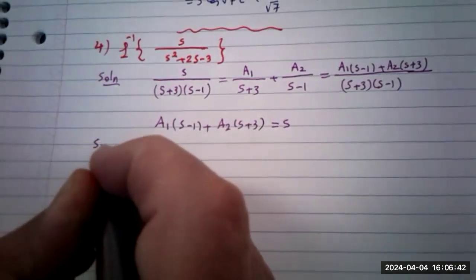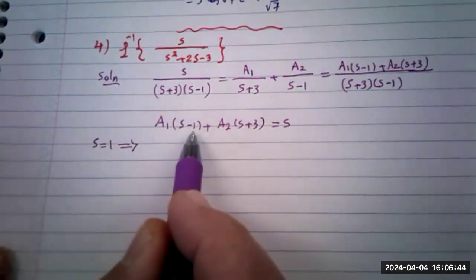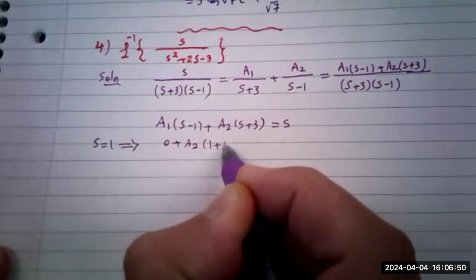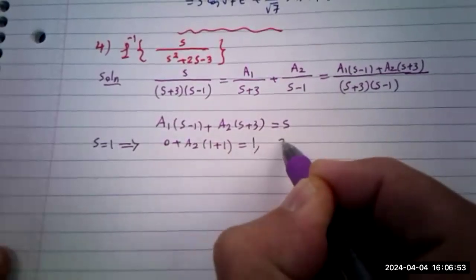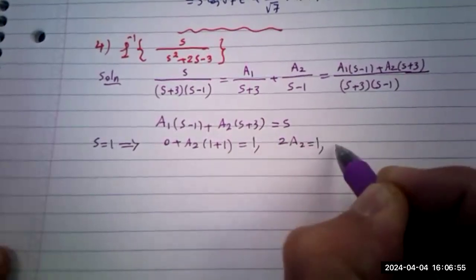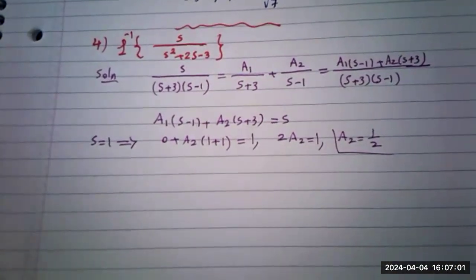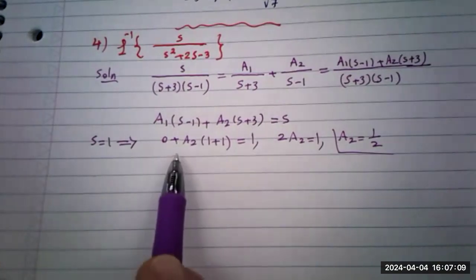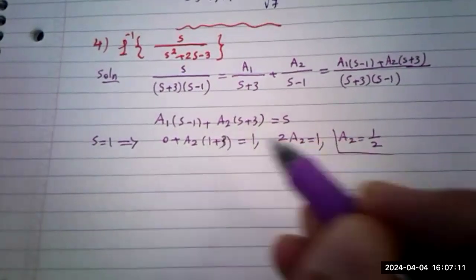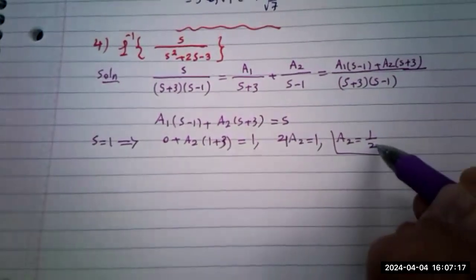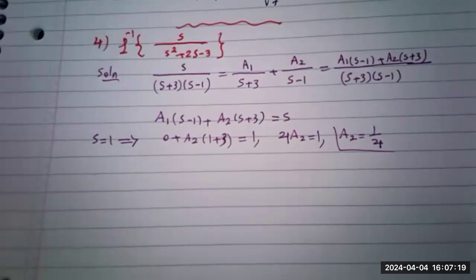So we put s equal to 1. The first part would be 0, and the second part would be a2 times 1 plus 3, equal to 1. Wouldn't it be 1 plus 3 inside the parentheses? Yes, 1 plus 3, thank you. That gives you 4, so 4a2 equals 1, and a2 is a quarter.